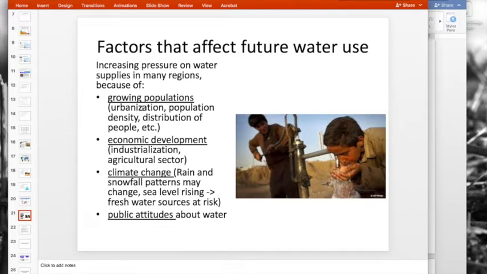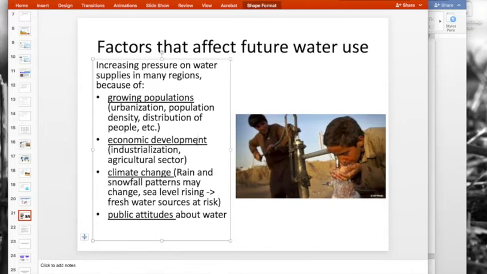As populations grow and urbanization takes place, then the amount of water used typically increases. When economic development occurs and people move from extensive to intensive farming, when people move to consuming more, when people move to having a larger, more industrial agricultural sector, then economic development can drive changes in water use.